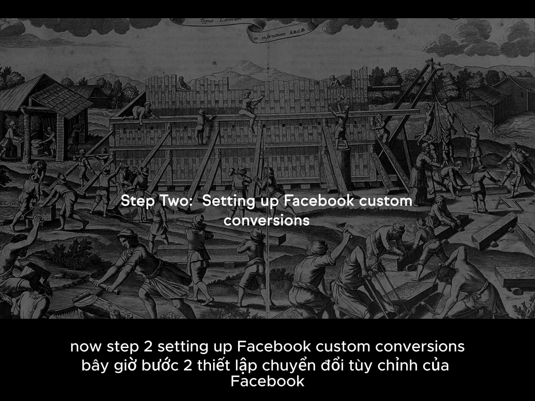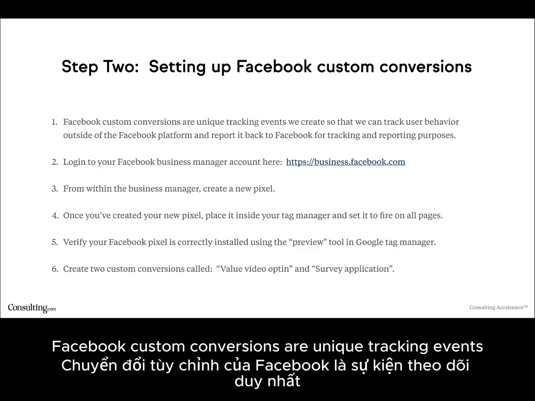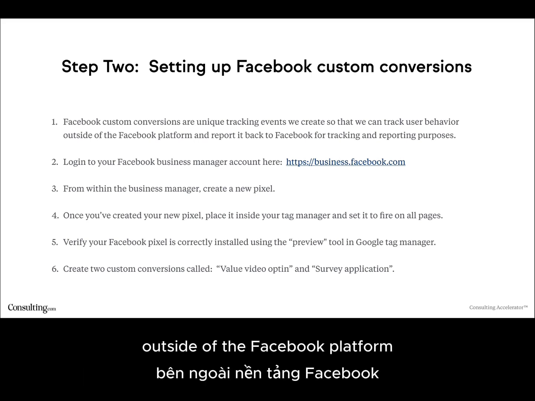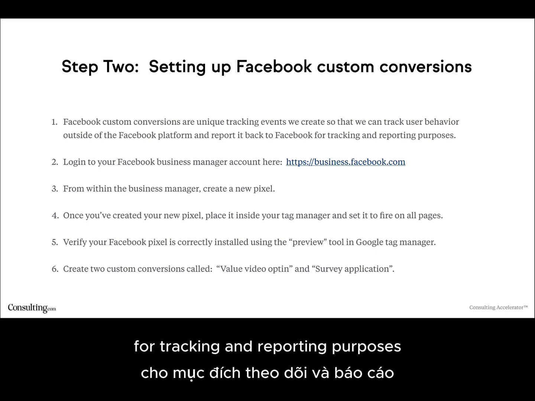Now step 2, setting up Facebook custom conversions. So Facebook custom conversions are unique tracking events we create so that we can track user behavior outside of the Facebook platform and report it back to Facebook for tracking and reporting purposes.